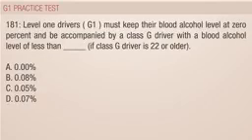Question 181. Level 1 drivers G1 must keep their blood alcohol level at 0% and be accompanied by a Class G driver with a blood alcohol level of less than, fill in the blank, if Class G driver is 22 or older. A. 0.00%. B. 0.08%. C. 0.05%. D. 0.07%.